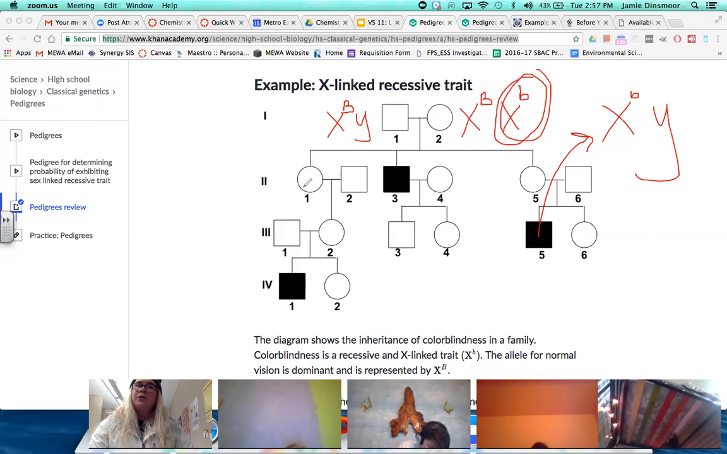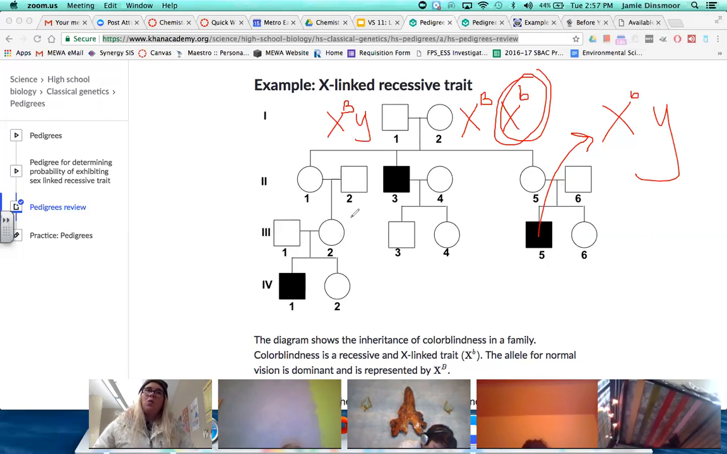That means her daughters are also carriers, right? Which is how her daughter's son ended up having color blindness. And notice it sort of skipped a generation on this side, right? But reappeared later.